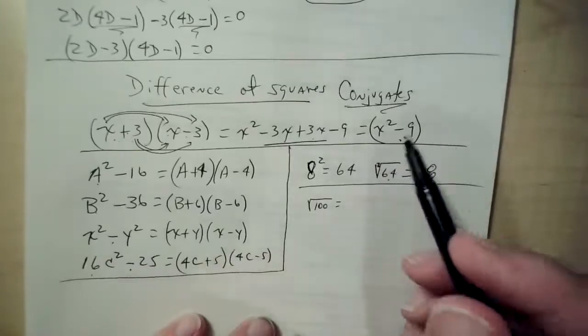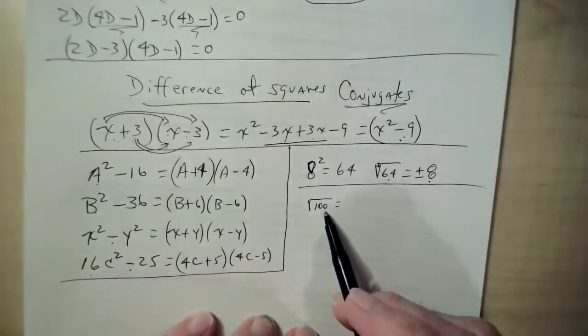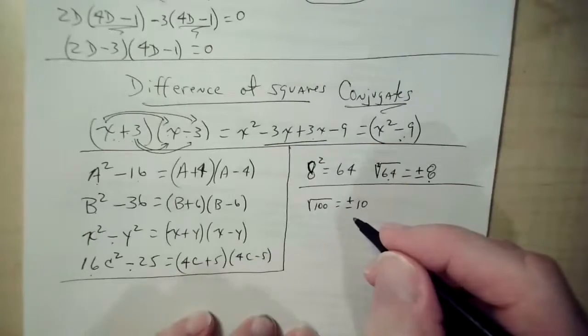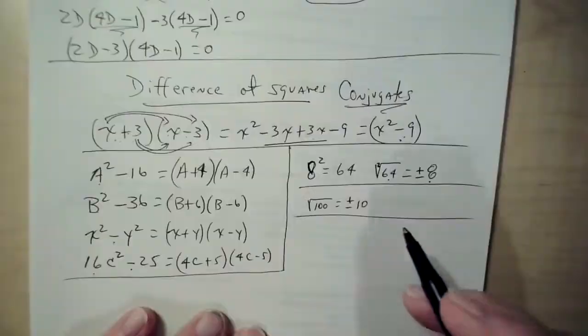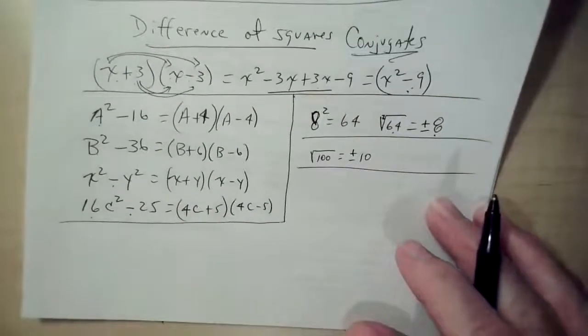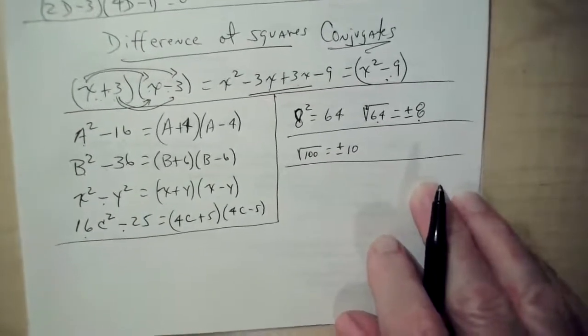Mr. Zaroli? Can you hear me? Yeah. What number times itself, in other words, the square root of 100, is what? Is it plus or minus 10? Excellent. Plus or minus 10. I'm not going to count this wrong if you don't put the plus or minus on there. At some point, this will be important, but right now it's not.